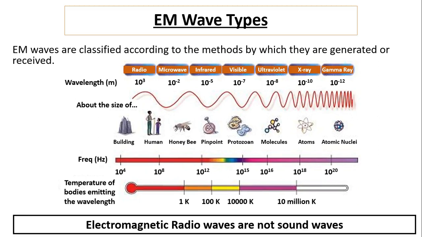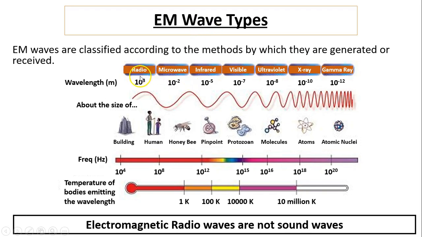EM wave types. EM waves are classified according to the methods by which they are generated or received. So there are radio waves, microwaves, infrared, visible light, ultraviolet, X-rays, and gamma rays. All these are listed on your reference table. The radio waves have the longest wavelength and the lowest frequency. Remember, they all travel with the same speed.